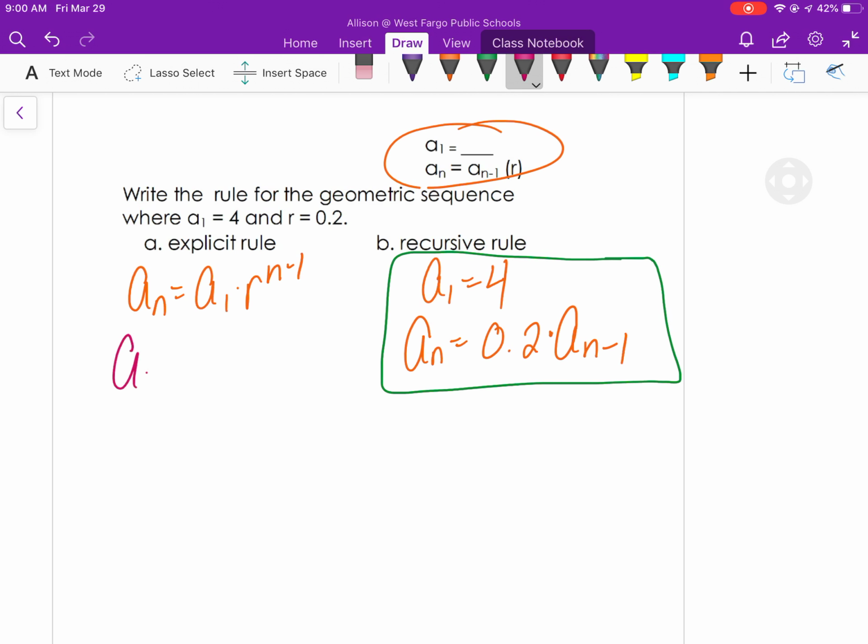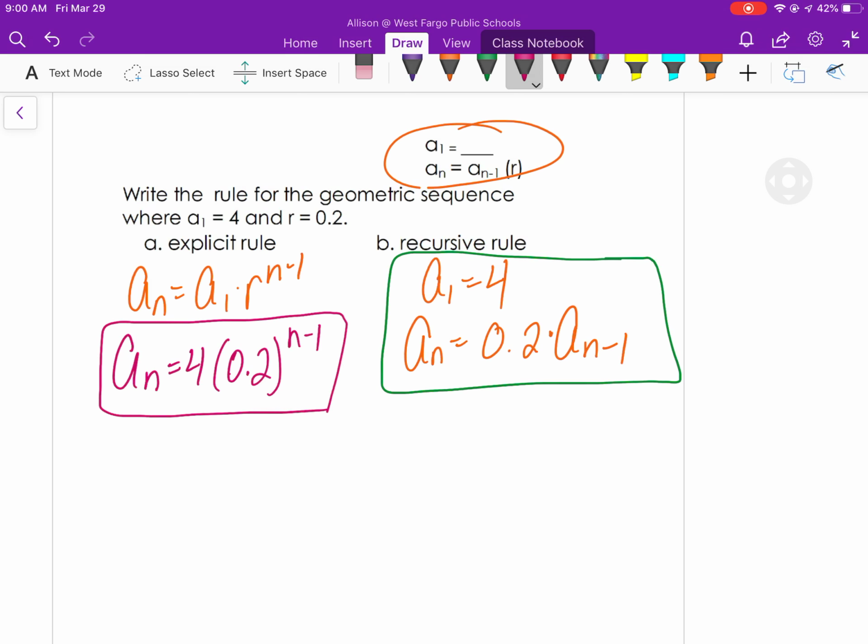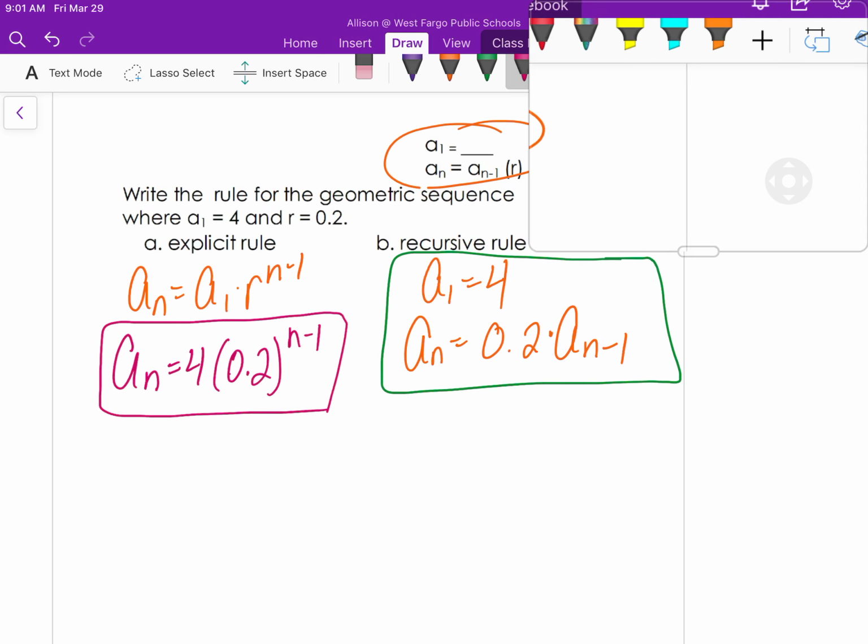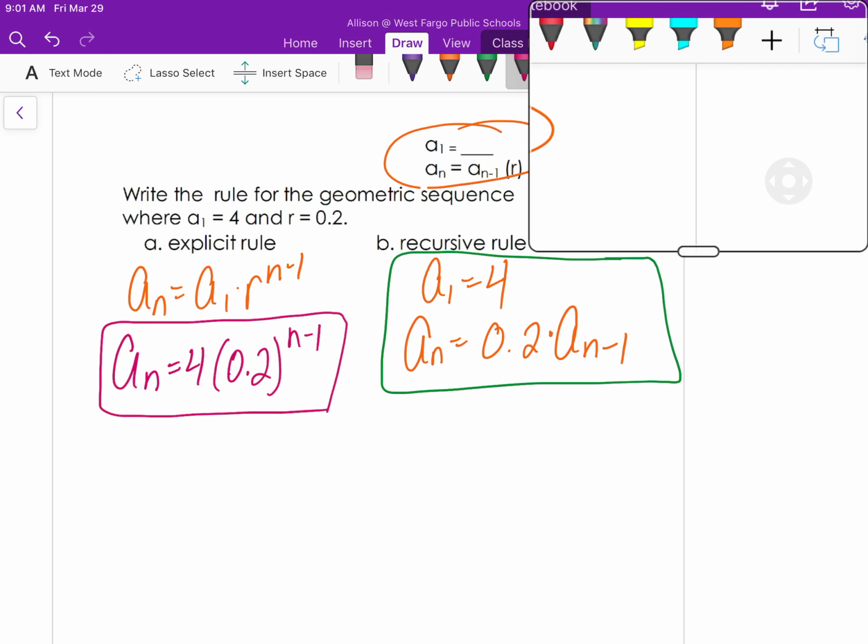Over here, the first term is 4, and then it's 0.2 to the n minus 1 power. So this is your explicit rule. In the explicit rule, I could find any term I wanted. I could find the 100th term, or I could find the 1000th term. But in the recursive rule, the terms have to go in order.